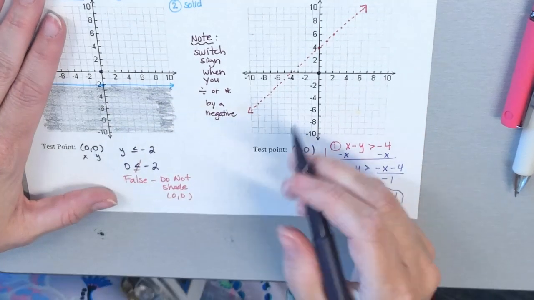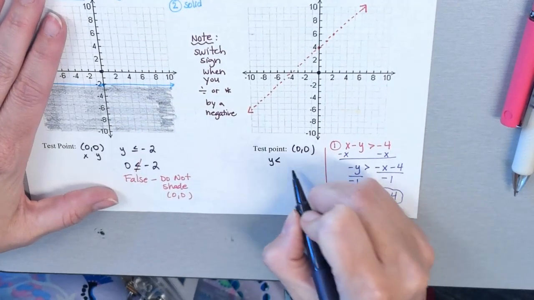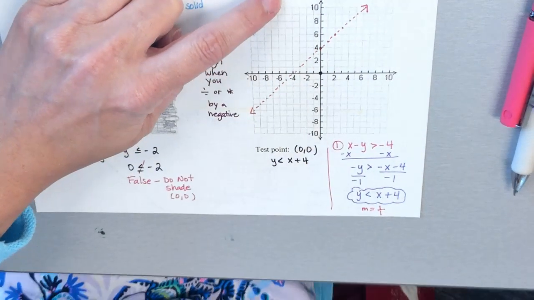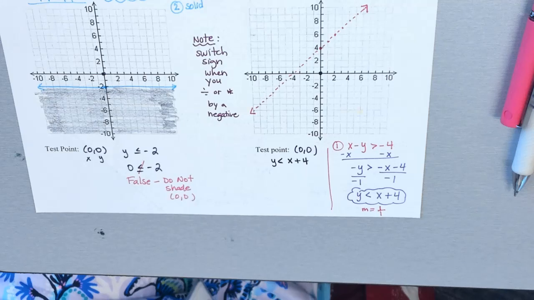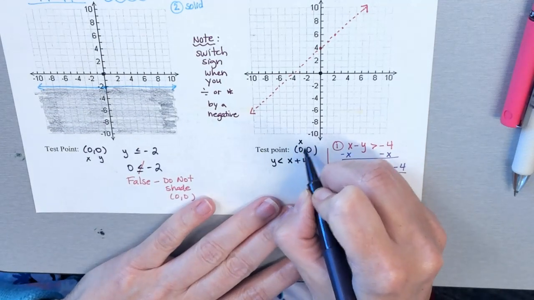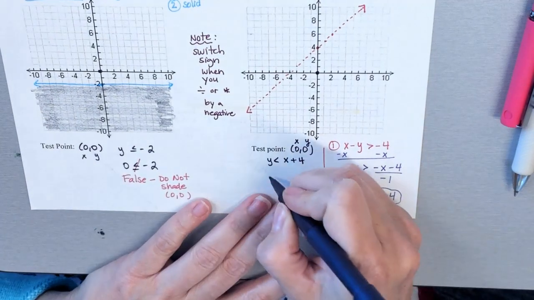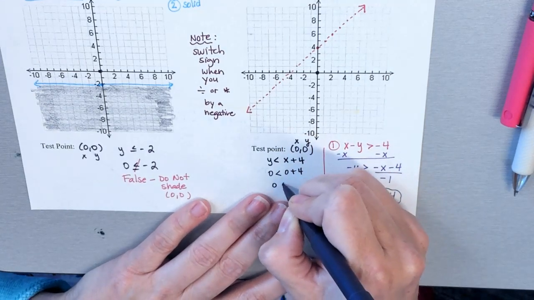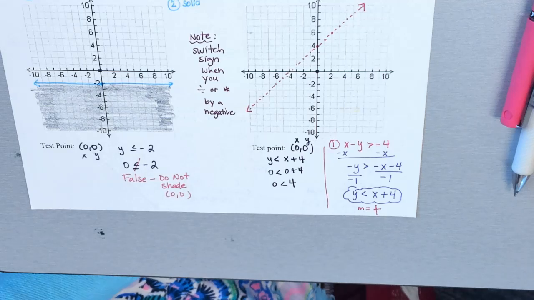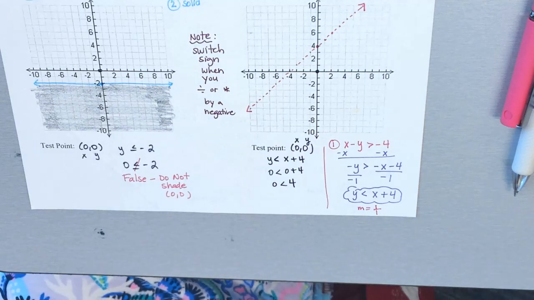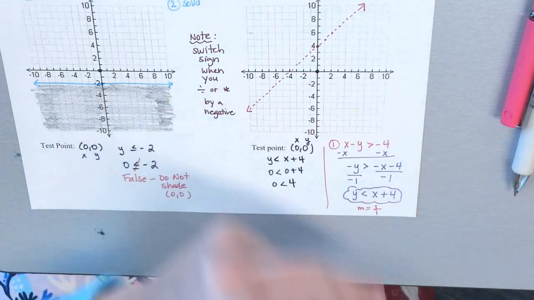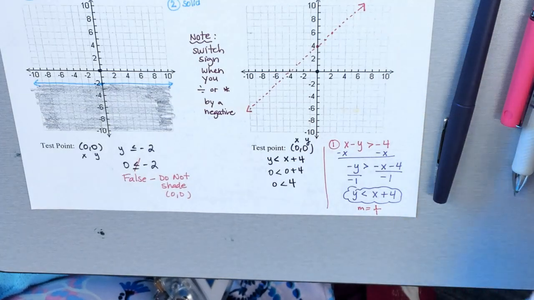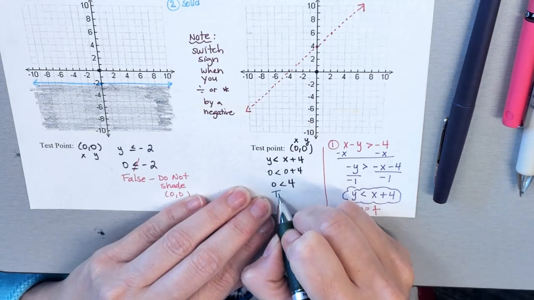And you can plug it into the y equals mx plus b form, or if you wanted to plug it into the original, that would be an option too. It's just 0 goes in for x and 0 goes in for y. So 0 is less than 0 plus 4. And then you just have to determine, is it true or false? So the alligator's eating the 4. Is 4 bigger than 0? Yes, so it is true.